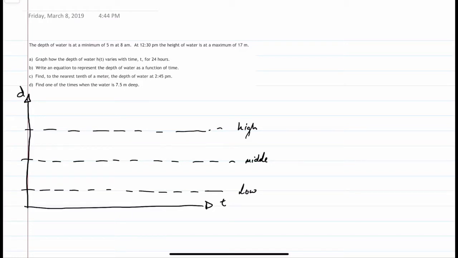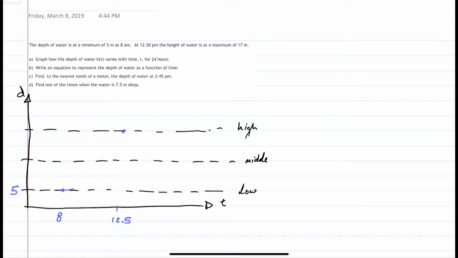So I'm going to start graphing this data. So the minimum at 5 meters, well, that's the low, and that's at 8 a.m. So I'm just going to put a little dot where 8 a.m. is. At 12:30, which is 12.5, because it's 12 and a half hours, is the maximum, which is 17 meters.